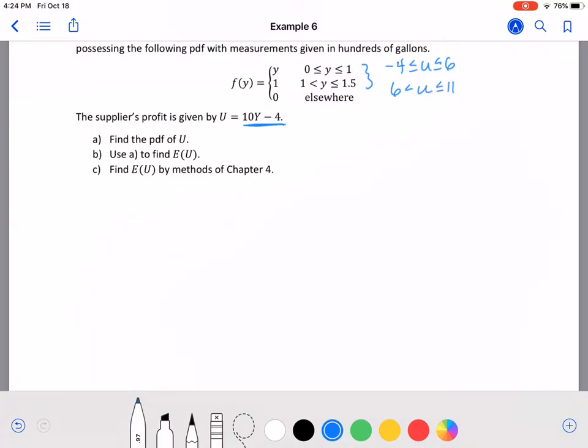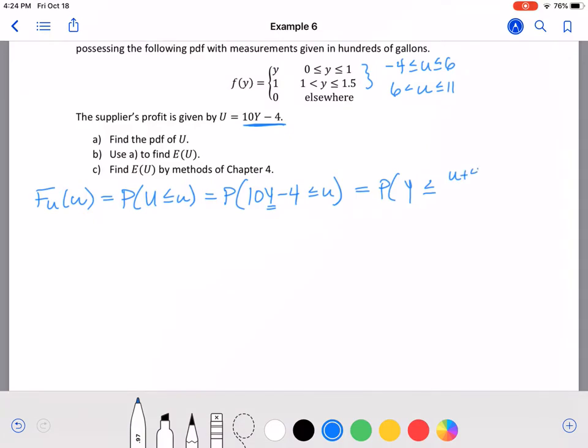So when we look at finding our CDF of u, this is defined to be the probability u is less than or equal to little u, and u here is 10y minus 4. And we have the distribution of y, so let's isolate y here. So this is a probability that y is less than or equal to, if we add over the 4 and then divide by 10, we get u plus 4 over 10. So what we need to do is think about integrating to get the distribution here where we know y is less than or equal to u plus 4 over 10.